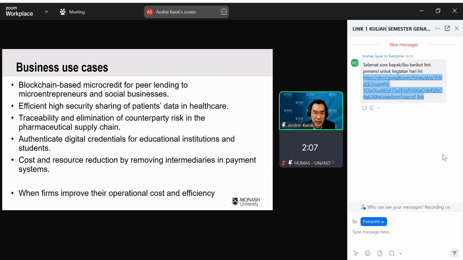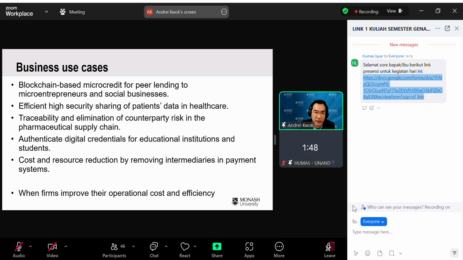So these are the business use cases. We find blockchain-based microcredit for peer lending to micro entrepreneurs and also social businesses. We also see that it is efficient for high-security sharing of patient data in healthcare. In pharmaceuticals, it is important to have traceability and elimination of counterparty risk.